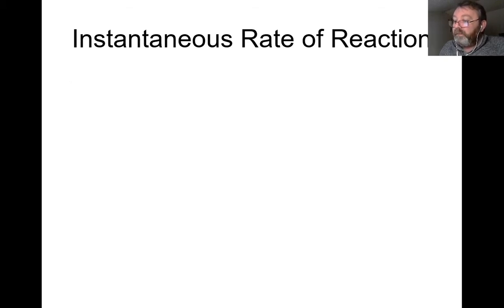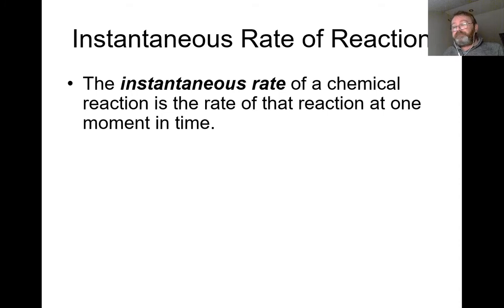Okay. So in chemistry, the same thing. The instantaneous rate of a chemical reaction is the rate of that reaction at one moment in time. Now, I need you to get this sorted out in your head. What's the difference between the average rate and the instantaneous rate? The average rate, you have to wait for the reaction to finish. You've got to measure the total quantity of gas formed, and you've got to divide it by how long it took to form that gas, like you did in your previous questions.